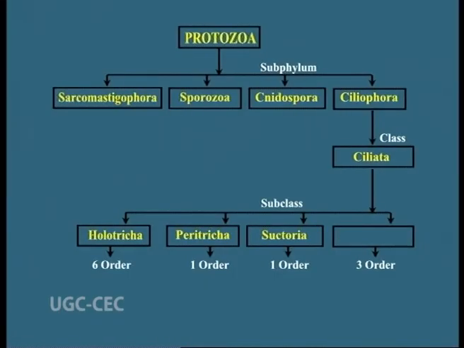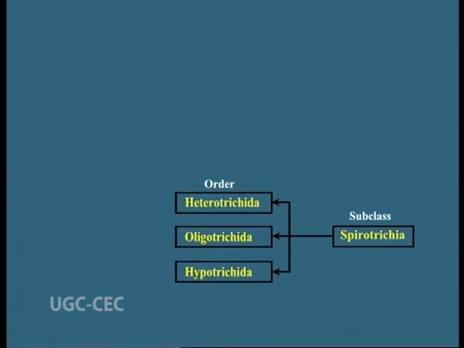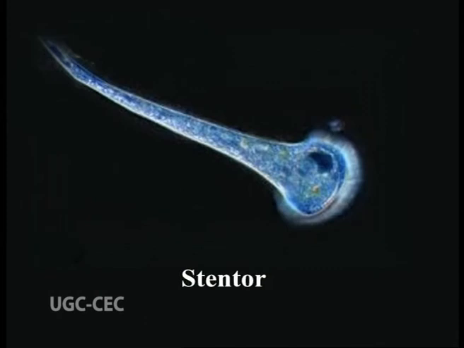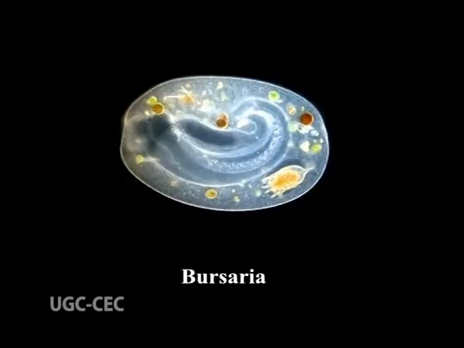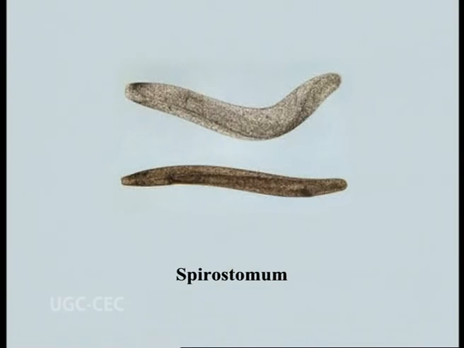Subclass Spirotricha. Generally reduced body cilia and well marked buccal ciliature. Subclass Spirotricha is further classified into three orders. They are Heterotrichida, Oligotrichida and Hypotrichida. Order Heterotrichida. Examples are Stentor, Bursaria and Spirostomum.